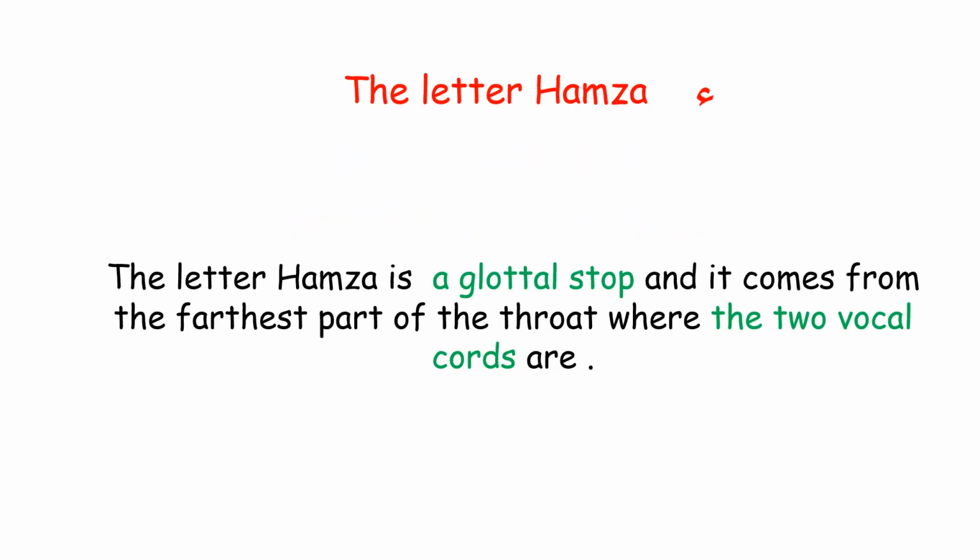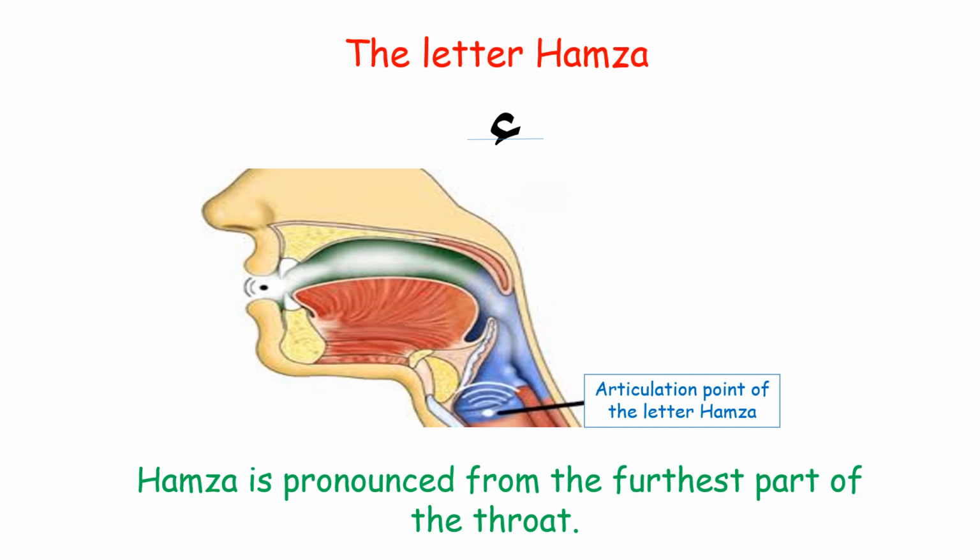Hamza is nothing but a glottal stop, and it comes from the farthest part of the throat where your vocal cords are. In order to find the correct makhraj, i.e. point of articulation, all you'll have to do is to put your fingers on your neck and swallow. You'll feel that something moves up and down, and that is your larynx. And that's exactly where your vocal cords are and where the letter Hamza should generate.